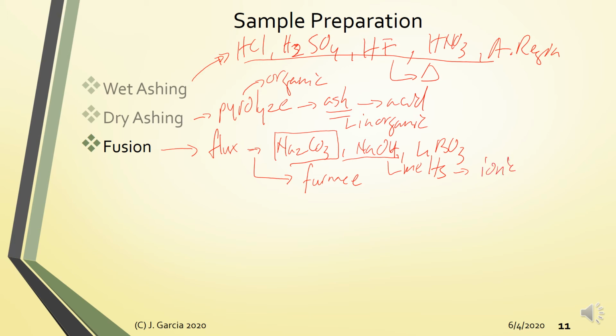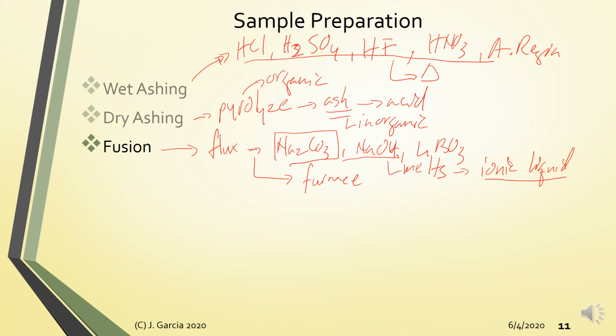What you form here is an ionic liquid. Now, the nature of the ionic liquid is quite interesting because it actually eats away your sample matrix. So, again, you're liberating your analyte, in this case the metal analyte.